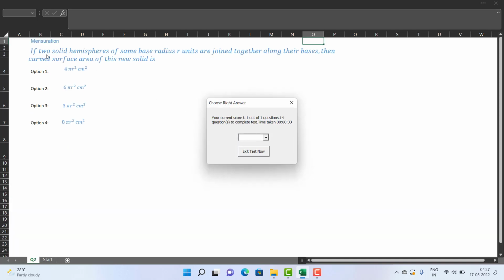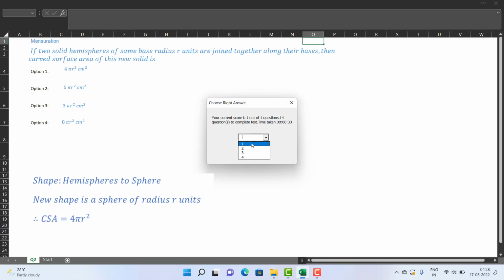Bravo. If two solid hemispheres of same base radius r units are joined together along their bases, then the curved surface of this new solid is, the new solid is nothing but a sphere of the same radius, therefore answer is 4 pi r squared centimeter squared. Option 1 is the correct answer.